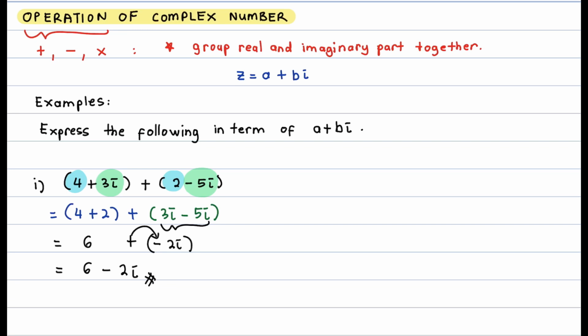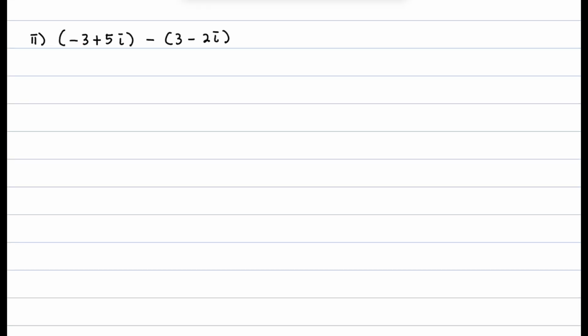Okay, that is the operation plus. So now let's look at if you are given negative 3 plus 5i, minus another complex number, 3 minus 2i. Again, it's the same concept. Collect your real with real, which is negative 3 and 3. You can open up your bracket. So negative 3 plus 5i, minus negative 3, this one minus and minus will become plus 2i.